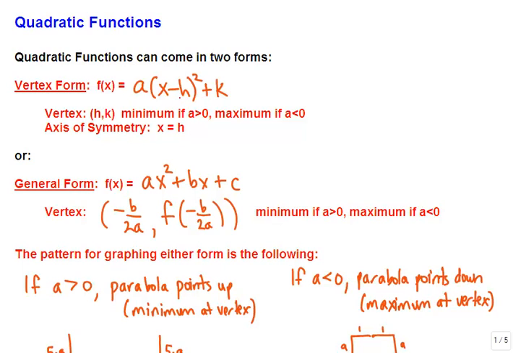And notice that the h that you use should be the opposite sign of the h that's in the parentheses, and the k should be the same sign as the k that you see in the formula. If this coefficient a is positive, then you'll have a parabola which points up, and therefore your vertex will be a minimum. If your a is negative, then you'll have a parabola that points down, and your vertex will be a maximum. And then we also have something called the axis of symmetry, which is just the vertical line right through the vertex, x equals h, that cuts your parabola right in half.